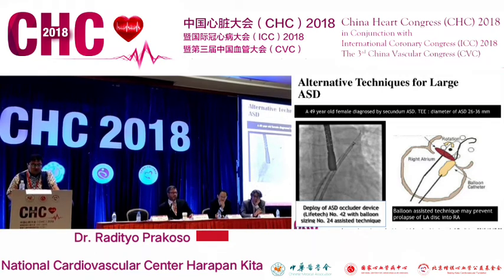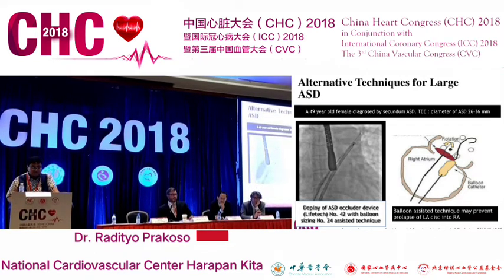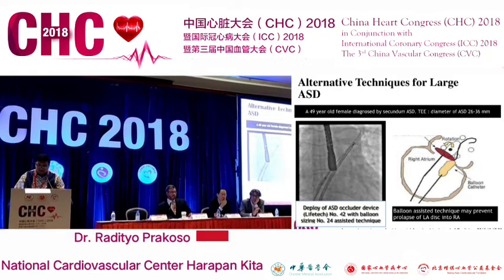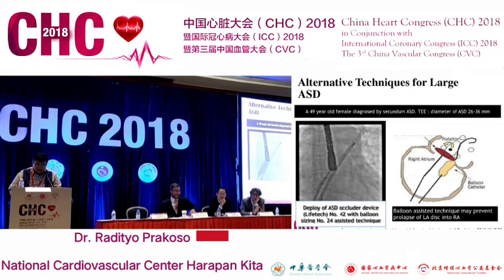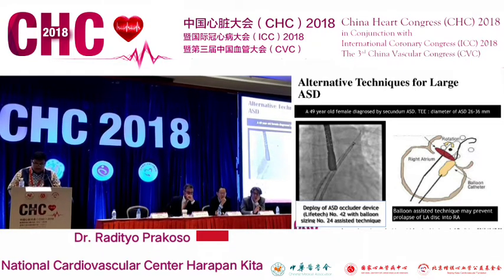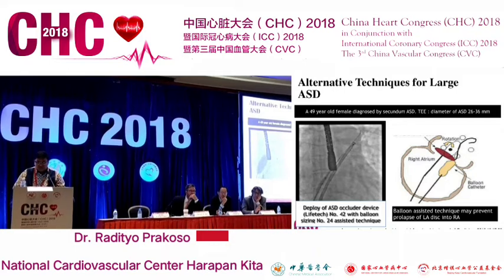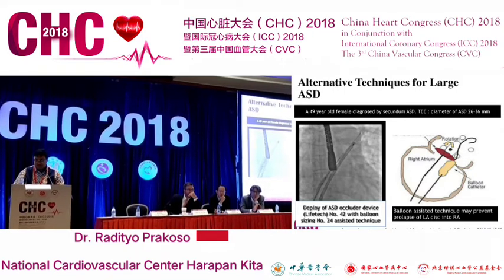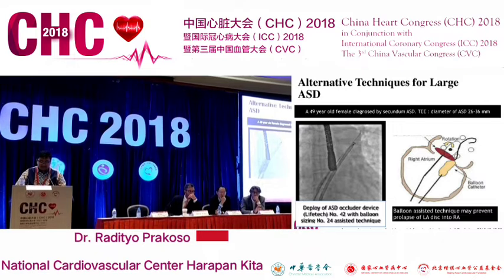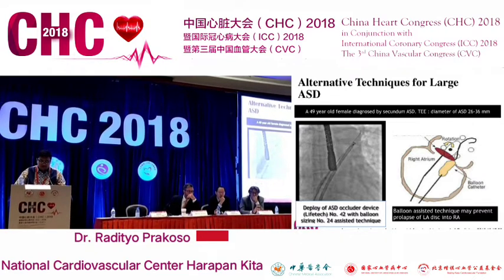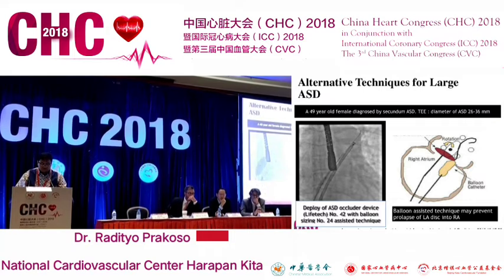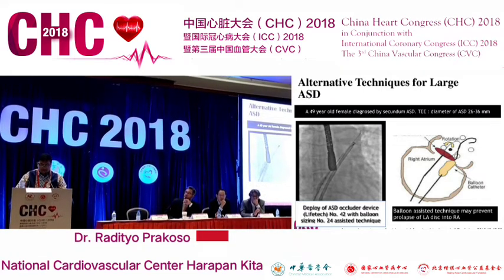First, we use an alternative technique. First, we use the balloon-assisted technique. The TEE diameter is 26 to 36 millimeters, so it is an oval-shaped ASD. So we put the balloon, this balloon sizing, to assist the position of the device, and we can easily protrude the left atrial disc first, and then the right atrial disc.